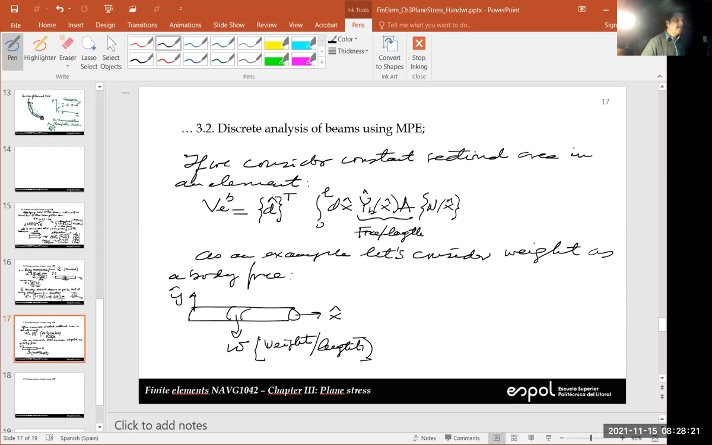So this weight per unit length is going to take this place. But in this case, since we are considering that the sectional area is constant, we can take this value as a constant also. So in this case, W is going to be equal to weight per unit volume times A. So this is going to be replaced in here. And if A is constant, W is also a constant.